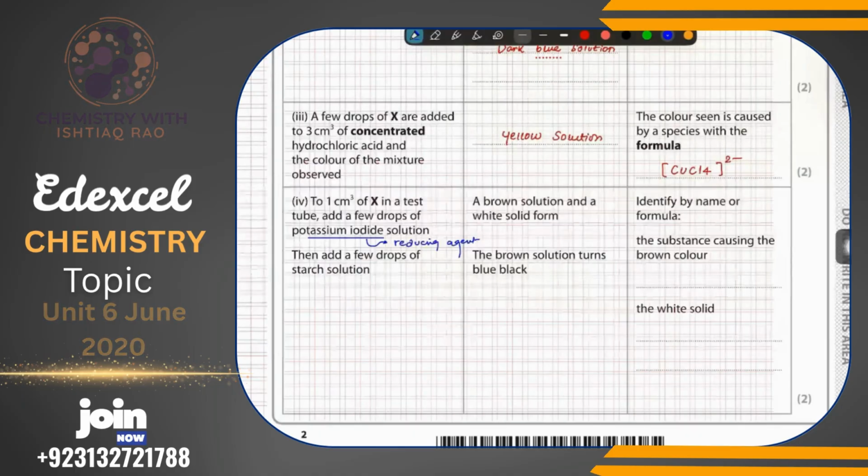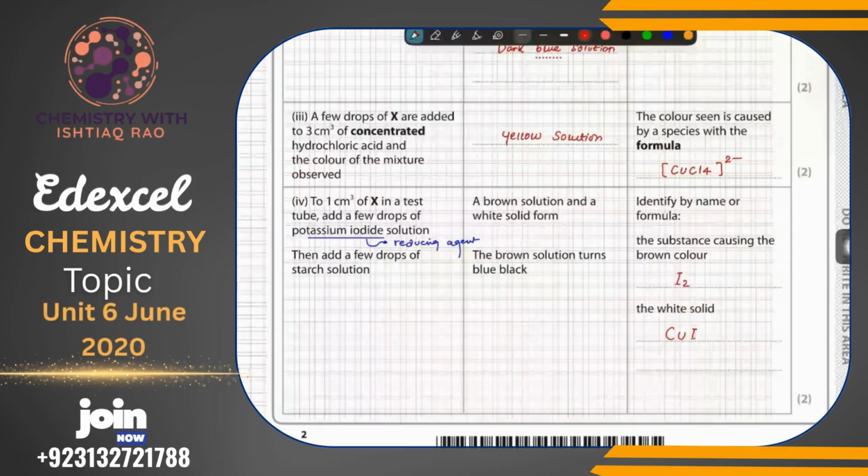So in the formula, the copper is +2. KI would be reducing copper 2+, of course, because a reducing agent reduces the charge. Initially I have copper +2. After reduction it would go from +2 to +1. It's going to be copper +1, which means the white solid. Copper would be reacting with iodine, of course, and copper iodide is formed. It's a white solid and the brown color is due to iodine.